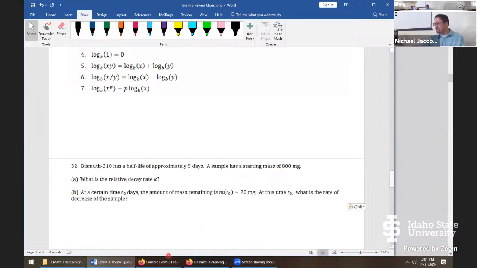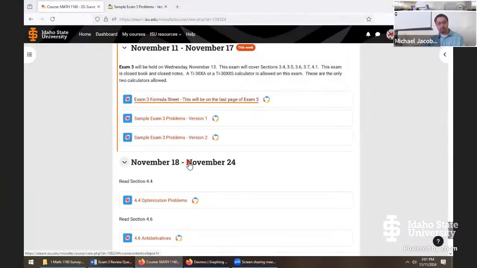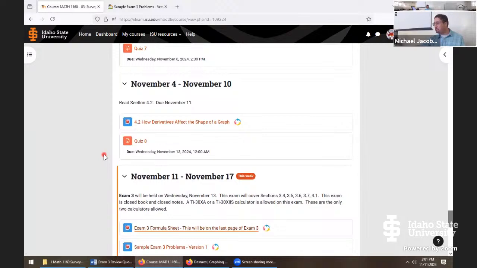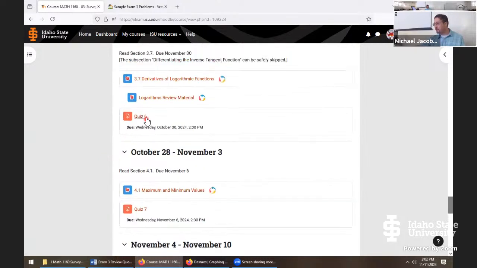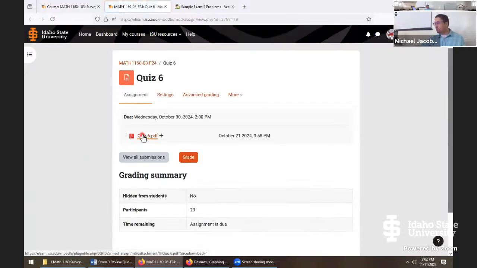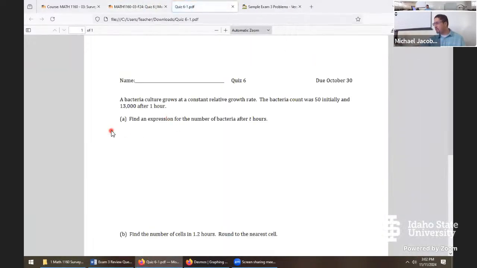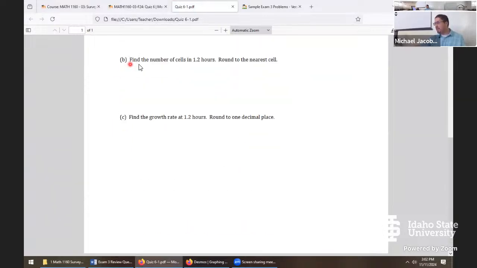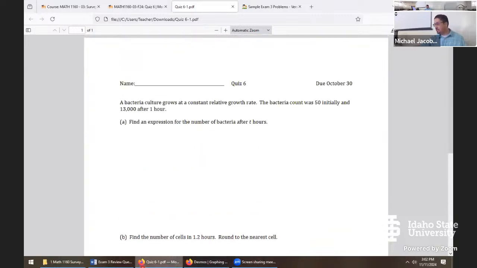I'm not too sure on that one, because I feel like the one that I would really ask on the exam would be pretty similar to quiz number 6. So take a look at your old quiz 6, how it went. I'm writing down a question that looks a little bit more similar to this. It could be exponential growth or decay, but it'll be more like find the number of cells in 1.2 hours, find the growth rate at 1.2 hours, that type of question.